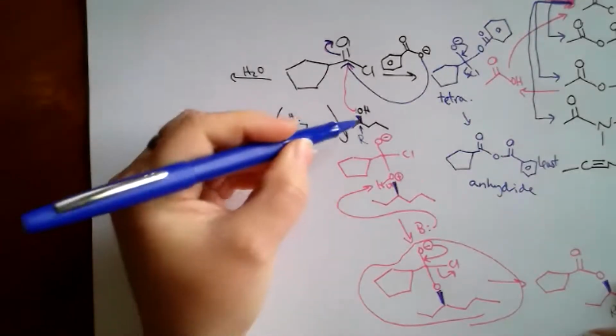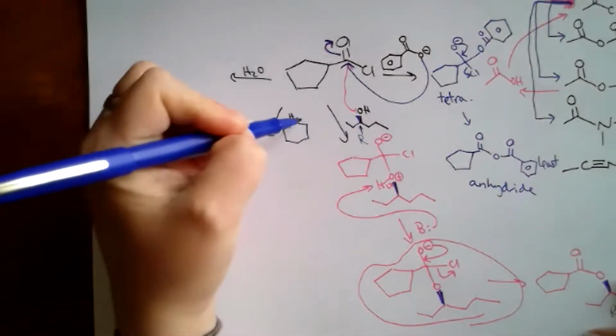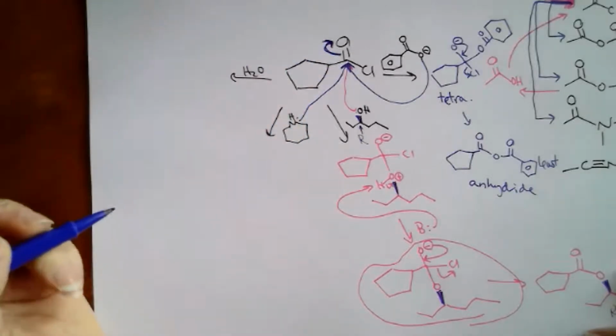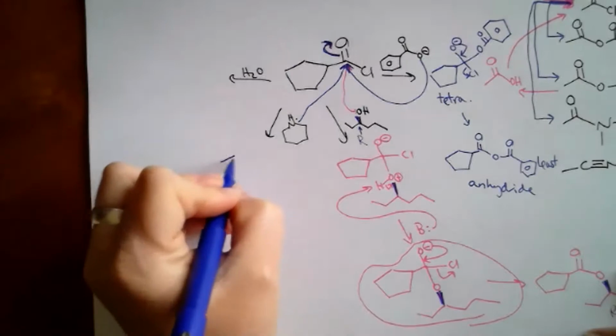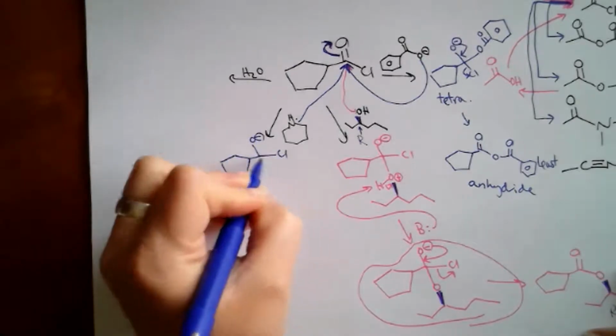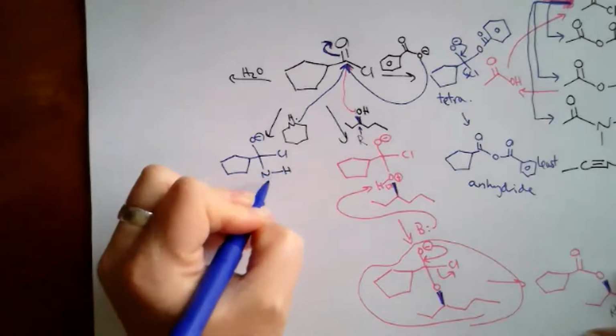The amine is neutral just like the alcohol, so you attack the electrophilic carbonyl carbon. Fold electrons up to the oxygen. Make this guy.